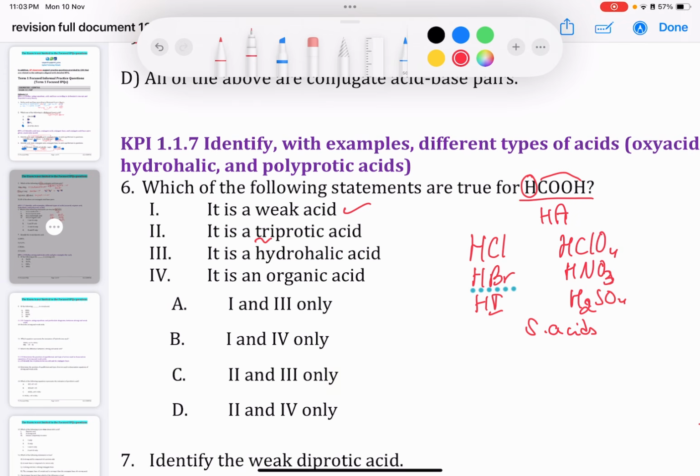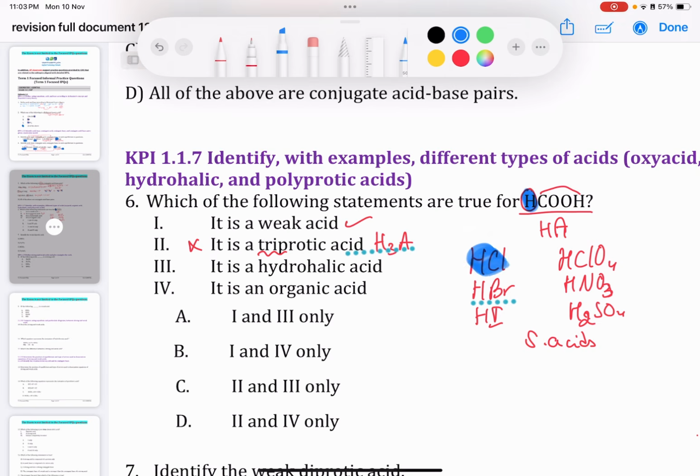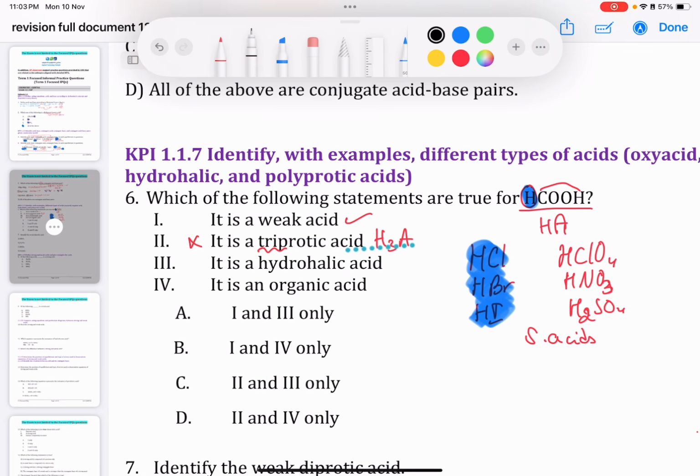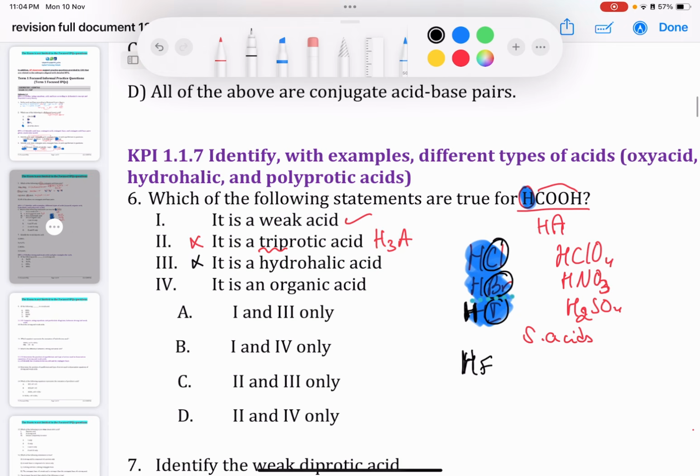Now, is it a triprotic? A triprotic must have 3 protons in it, and this one has only 1. So no, that's not a triprotic acid. Now, is it a hydrohalic acid? These are the hydrohalic acids. It means they contain a halogen atom like Cl, group 17, or Br, or I. I also have HF, which is a weak hydrohalic acid. So that's not the case.